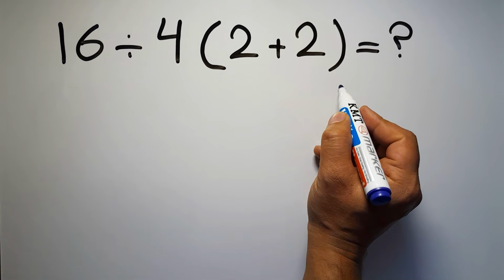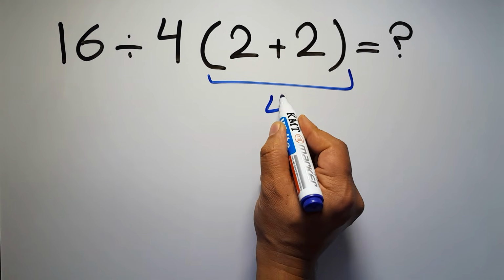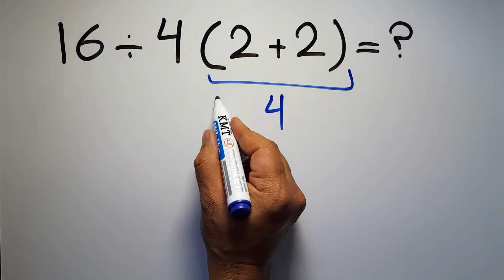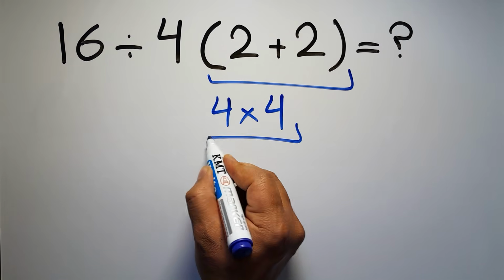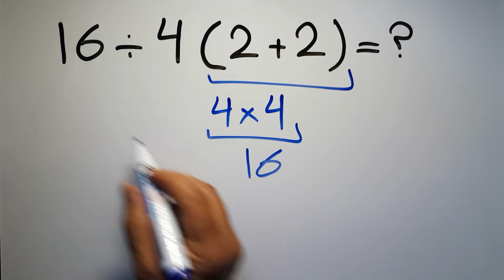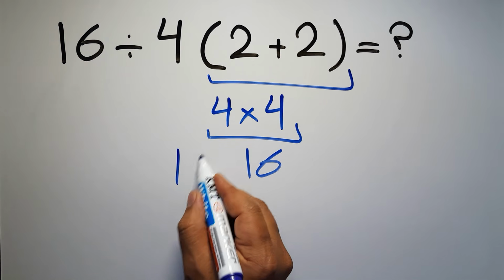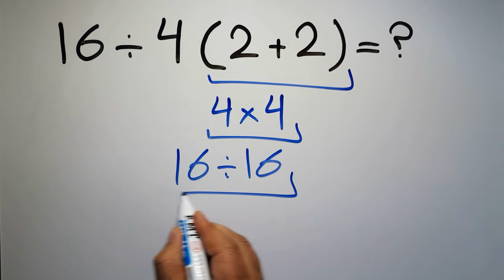2 plus 2 equals 4. And 4 times 4 gives us 16. So 16 divided by 16 is just 1.